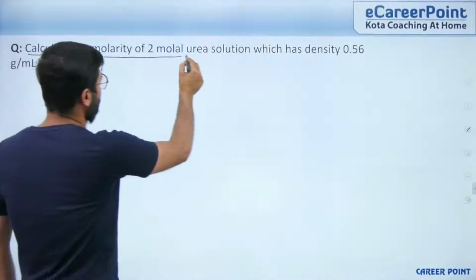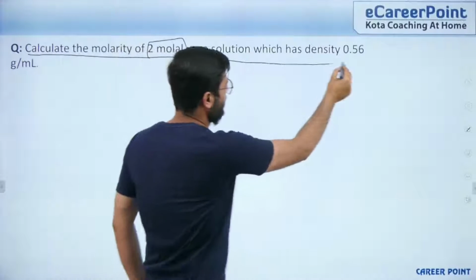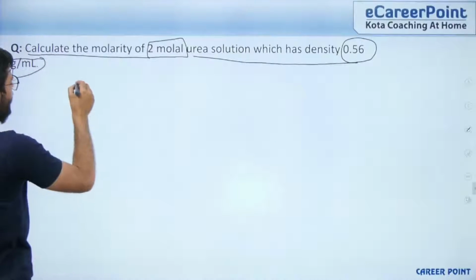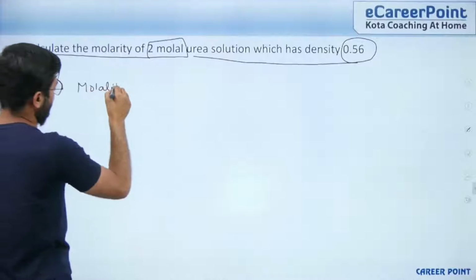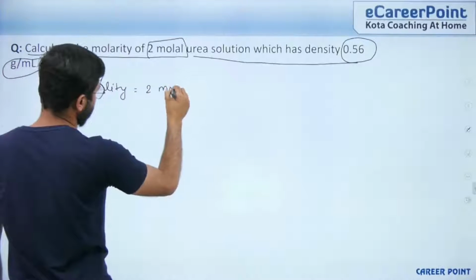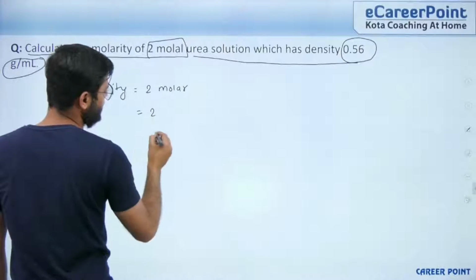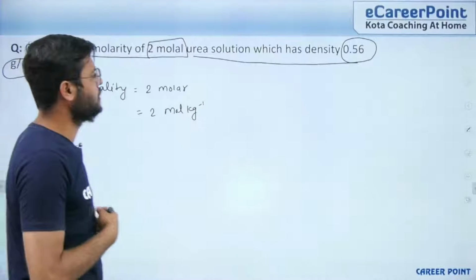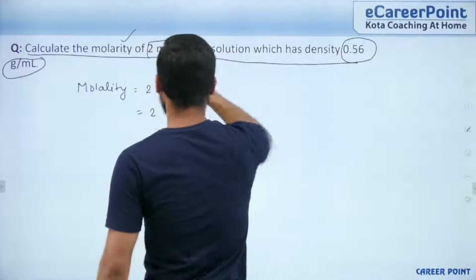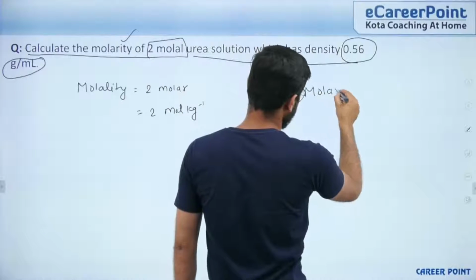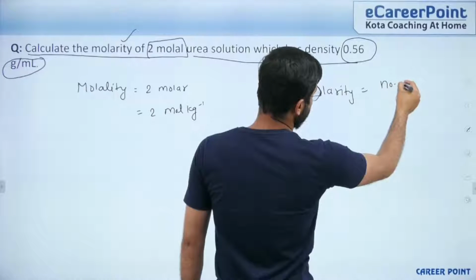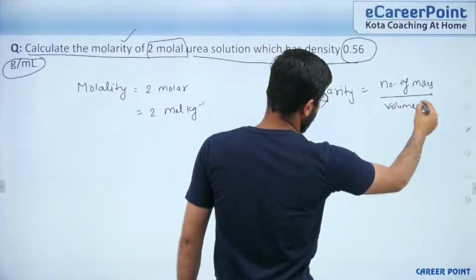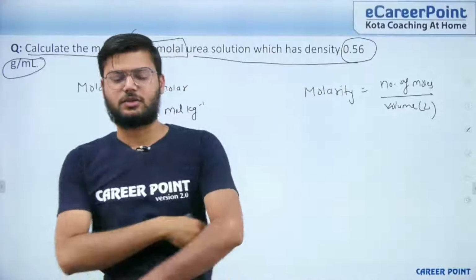Calculate the molarity of 2 molal urea solution which has a density of 0.56 gram per ml. So we have the molality. What is the molality? It is 2 molal. What is this? 2 molal is 2 mole per kilogram. And if you have the density, now you need to find out the molarity. So molarity is number of moles upon volume of solution in liter.